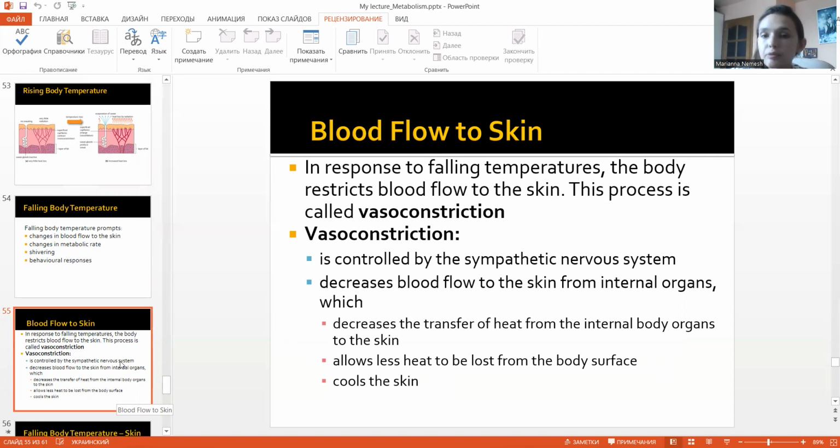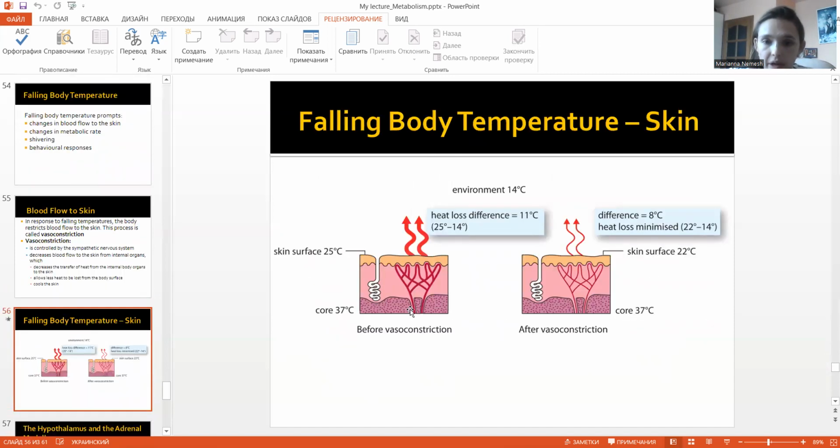Decreased blood flow to the skin from internal organs decreases the transfer of heat from internal organs to the skin. This will allow less heat to be lost from the body's surface, so the skin is going to be cool, and in this way, internal organs are going to store that heat inside the body. So you could see that when the temperature decreases, we get vasoconstriction of the vessels, and less heat will be released to the skin, so the skin will become cool.